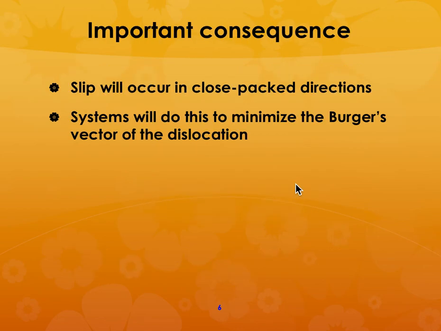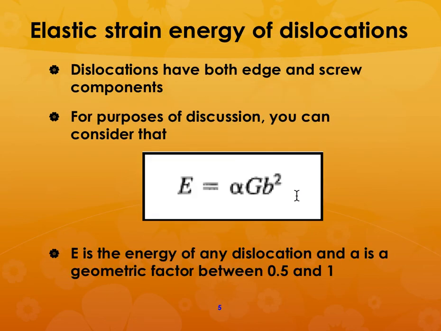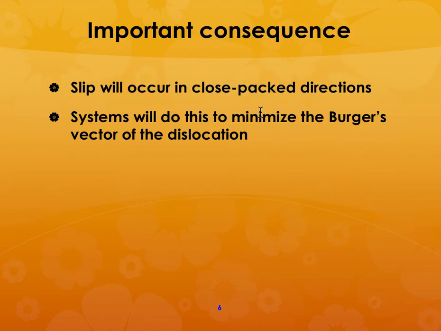So the important consequence of this is that slip will occur in close-packed directions because b is minimum for those types of planes, which means that they have the least amount of elastic strain energy, and so it will be easy for you to move the dislocations and deform the crystal.